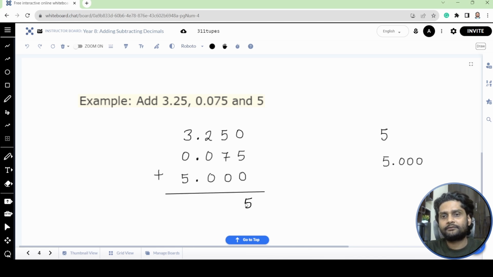5 plus 7 is 12. We have to regroup them. 1 gets carried over. 1 plus 2 is 3. 5 plus 3 is 8. And the most important thing is the decimal. Just underneath the decimal, you have to apply it as it is. So this is the answer. Simple.